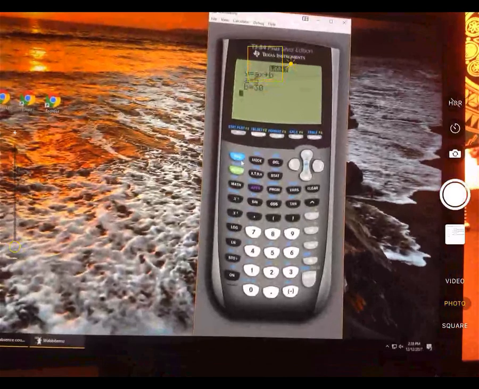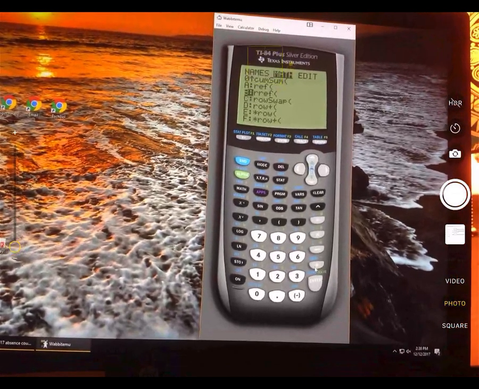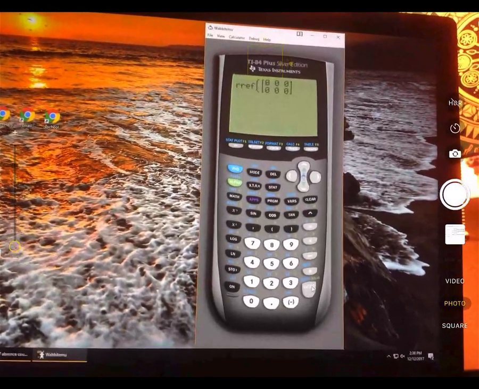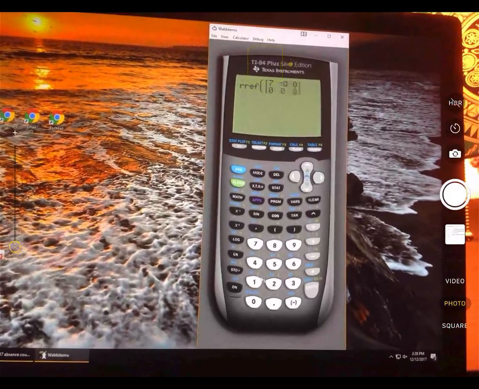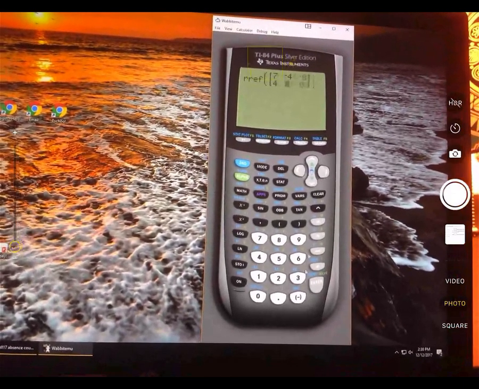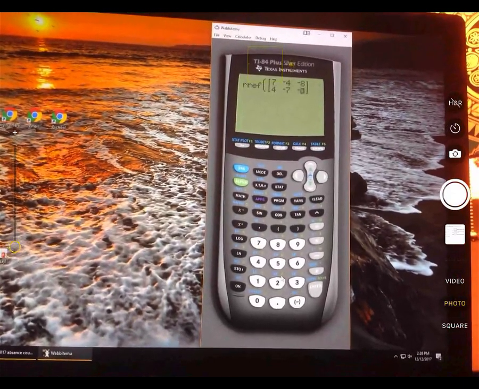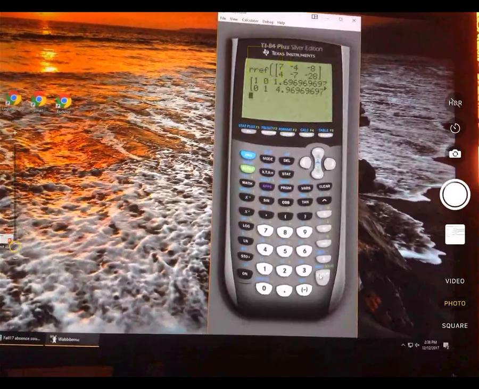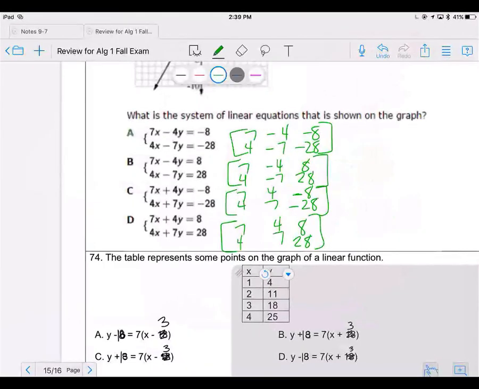So to plug in, I click second, matrix, math, scroll up to B, enter. Alpha zoom, 2 by 3, enter. For the first one, I need 7, -4, -8, 4, -7, -28. And when I do that, I'm just going to round this. So in the calculator, my solution was 1.7, 4.97. I'm going to do that again 3 more times.